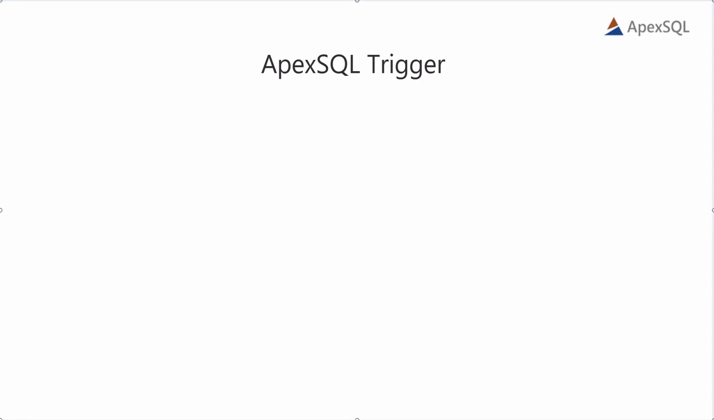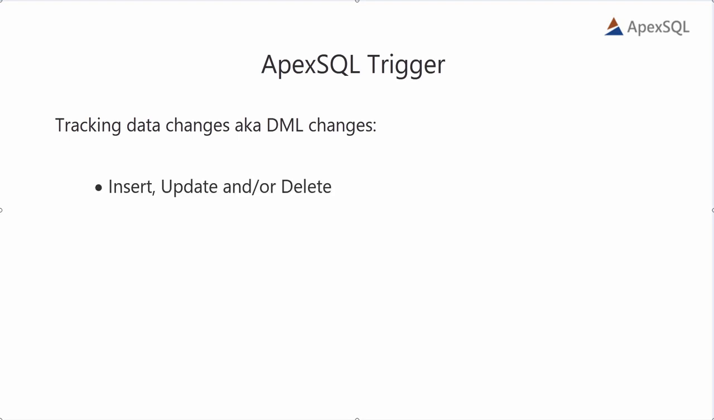ApexSQL Trigger is a tool used to track data, aka DML changes caused by operations such as an insert, update, or delete. These operations are detected by DML triggers that ApexSQL Trigger creates on the selected tables.